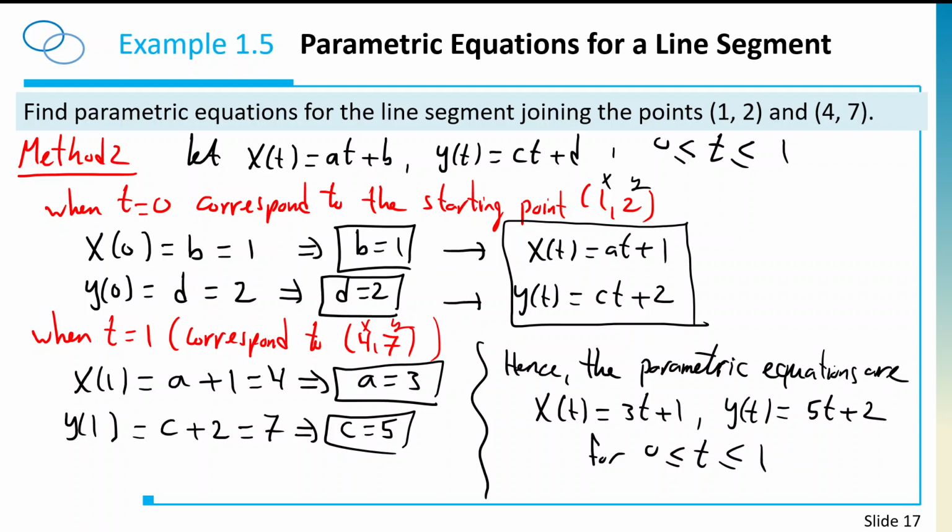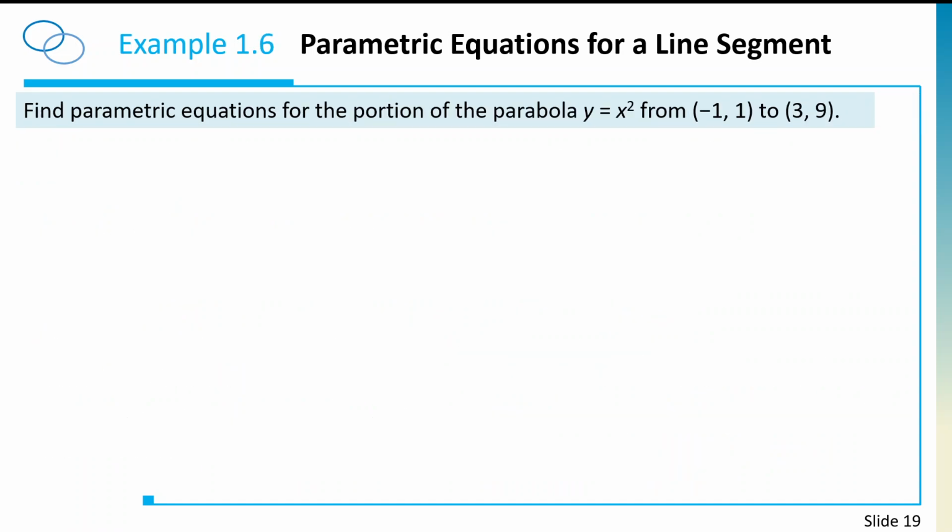Now let's move to another question. Now this is the easy one. We need to find, this is example 1.6. We need to find the parametric equations for the portion of the parabola y equals x squared from -1, 1 to 3, 9. So it's a parabola, but with restricted domain. So it's not a complete parabola. We took only a portion of this parabola from the point -1, 1 to 3, 9.